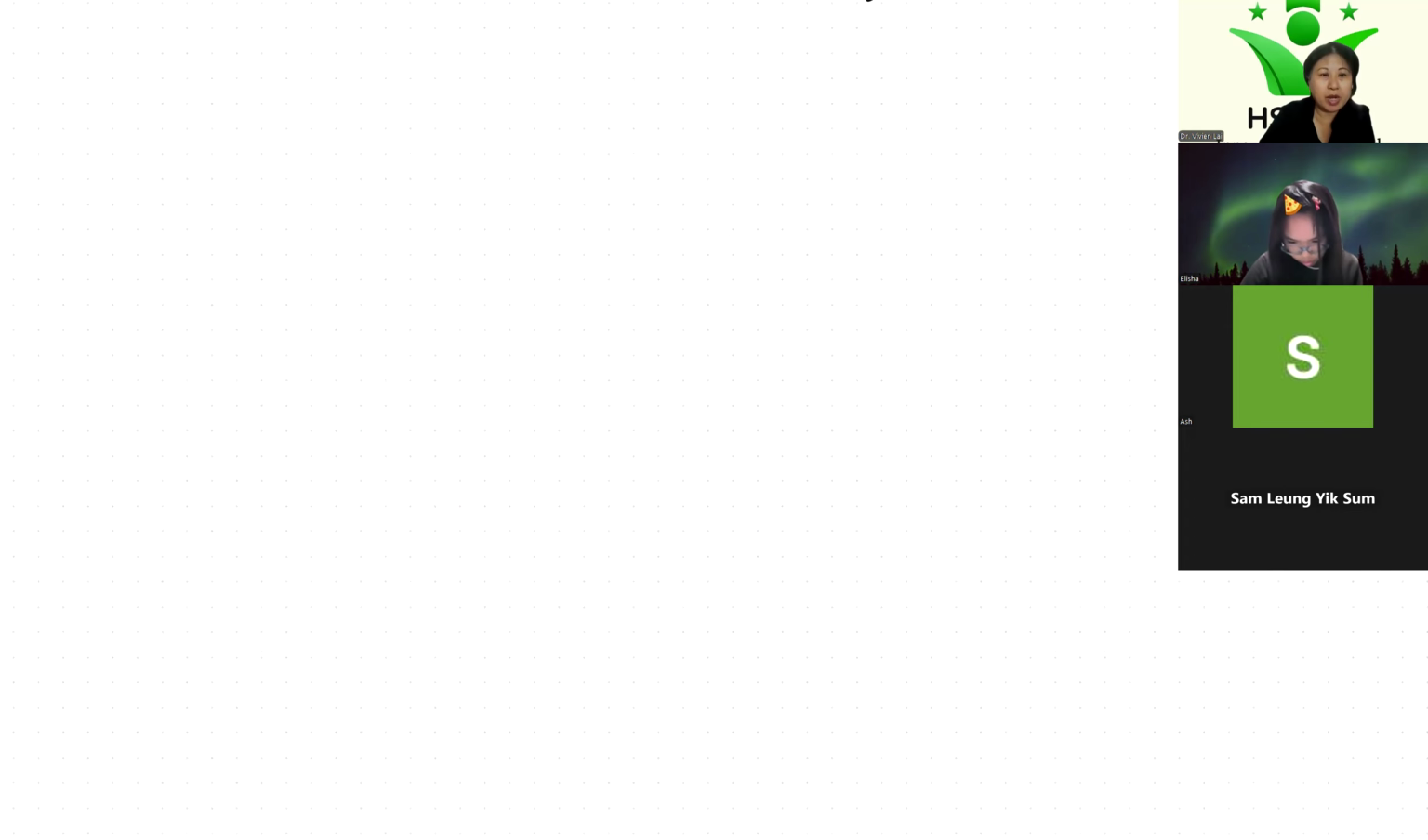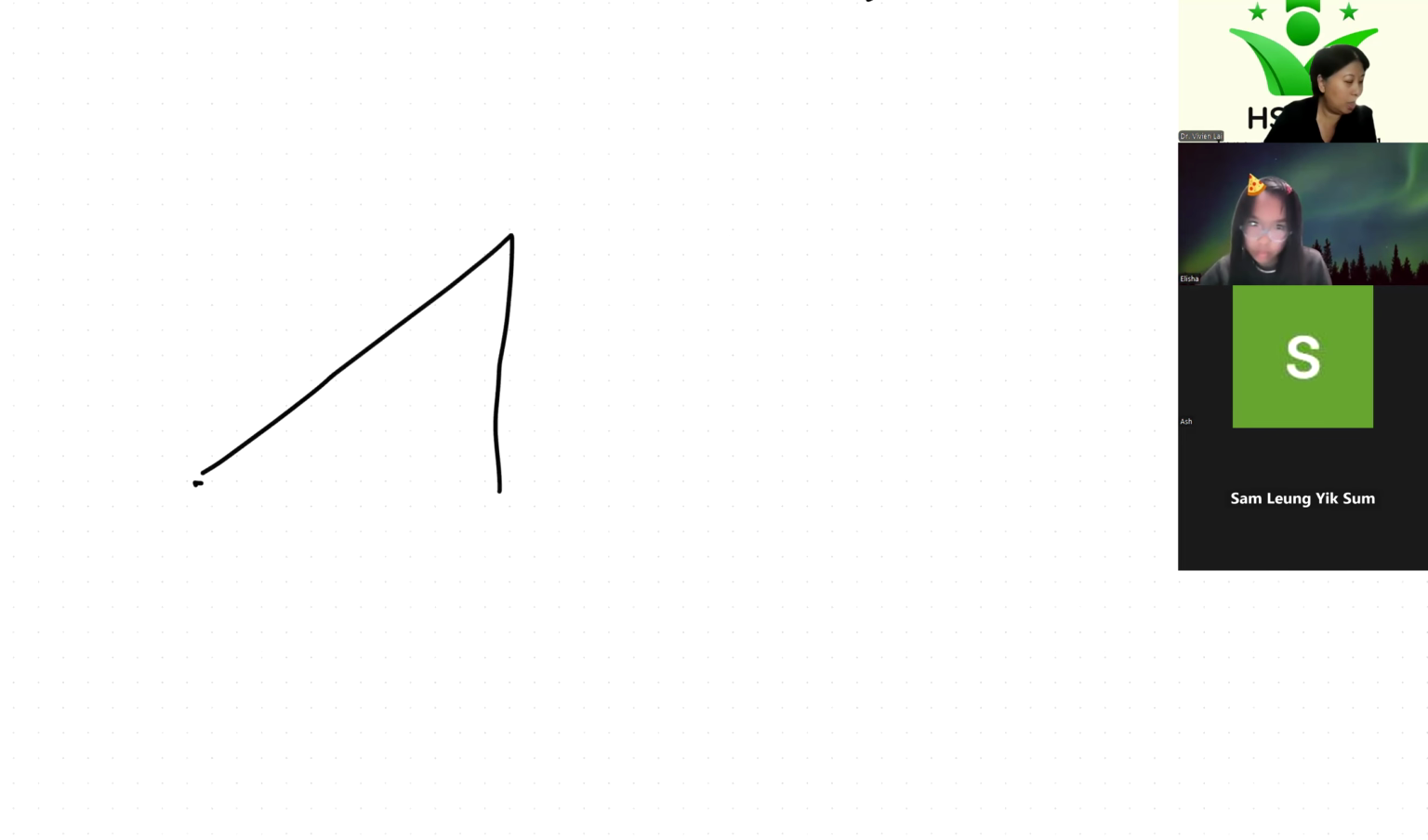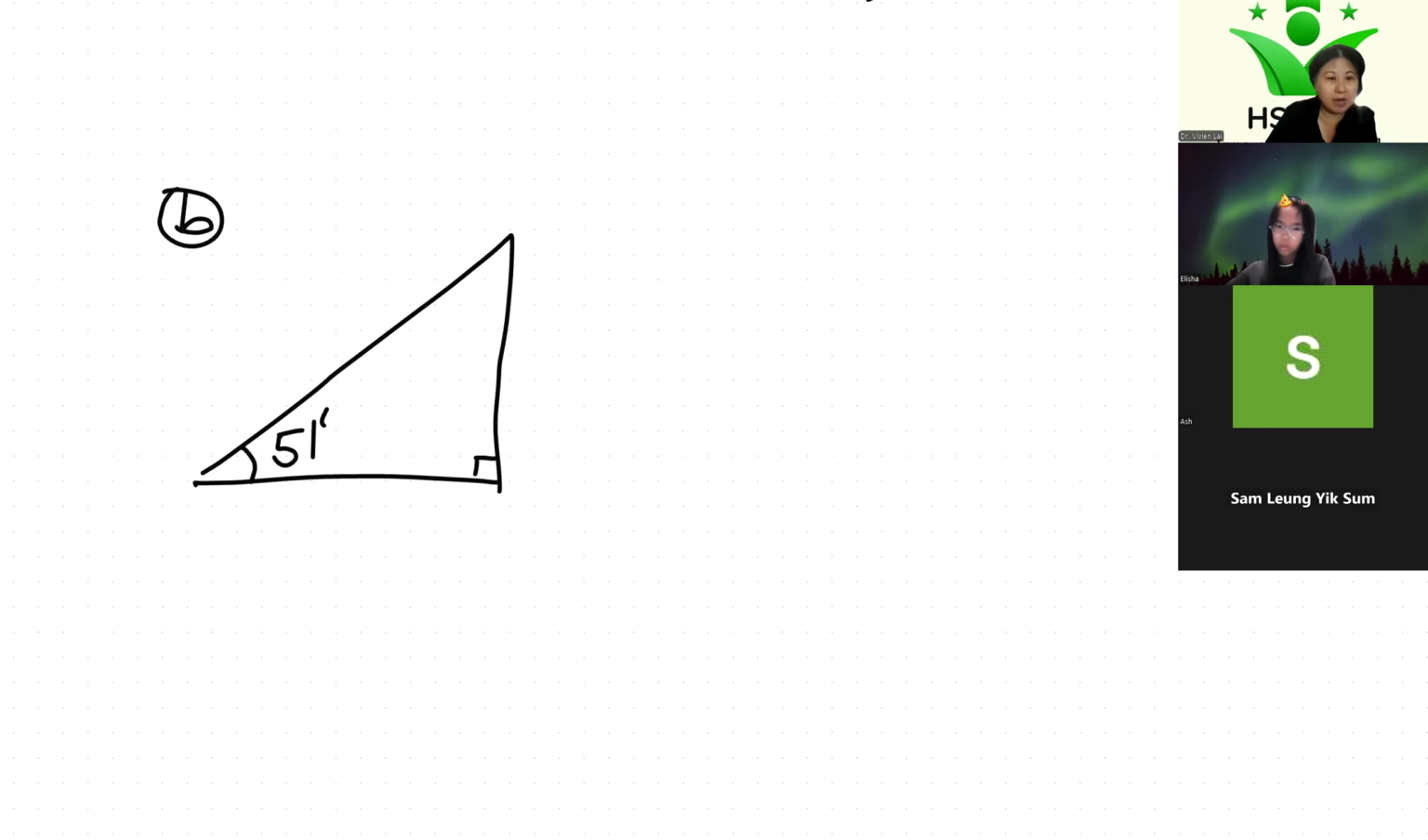This time you have a right angle triangle again. Let's say this is question B, okay? So you have the angle here, and it's given you the theta. The theta is 51 degree. And you have here is 11 meter. And the question wants you to find x. X is the unknown. That means want you to find the hypotenuse.